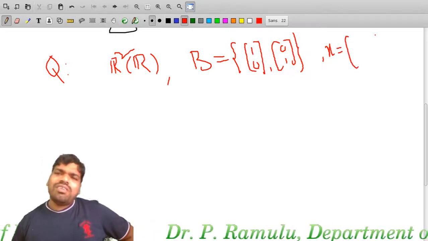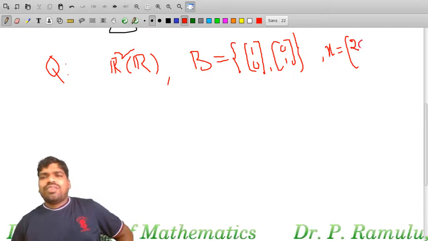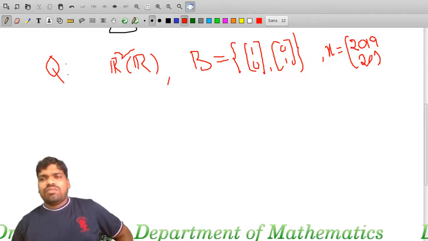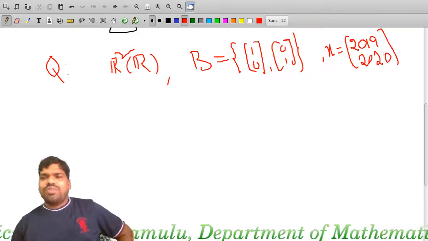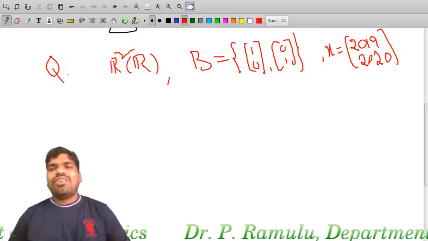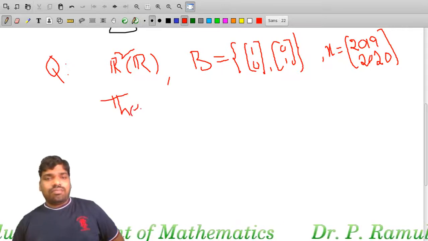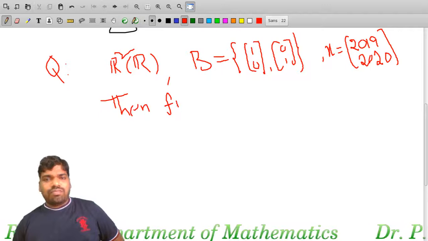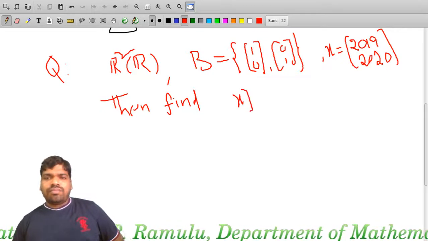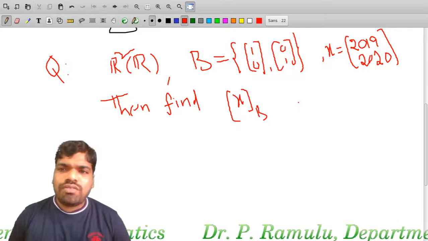I am taking (2019, 2020). Instead of these numbers you can take 1, 2, 3, 4, 5, nothing will happen. This is x. Then find the coordinate matrix relative to basis B, that is x_B. How to find it? This is my question.